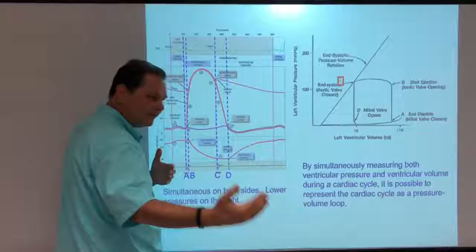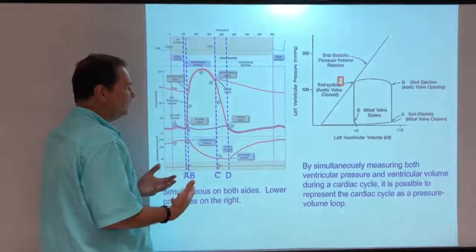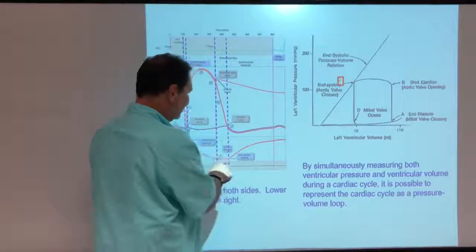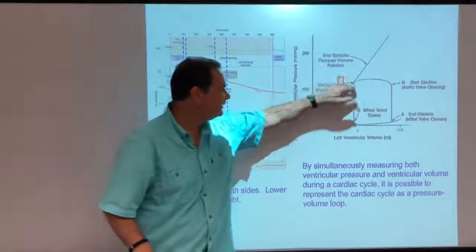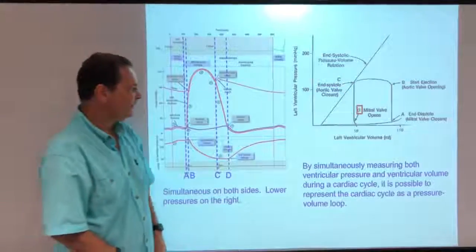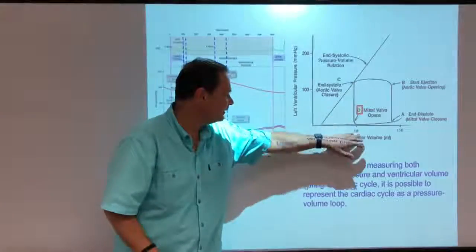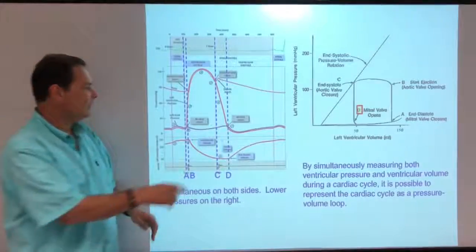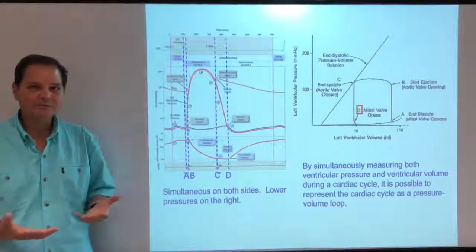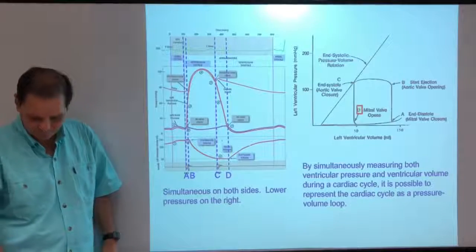Blood wants to flow from the aorta back into the ventricle. The valve closes and won't let it, okay? And then I get this drop in pressure with no change in volume, and that is our isovolumetric relaxation from C to D on your graph here, okay? And we've gone around the loop as we've gone through the cardiac cycle, okay? That's our pressure volume loop, all right?